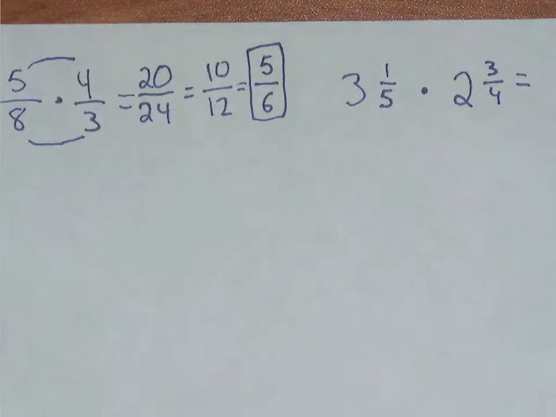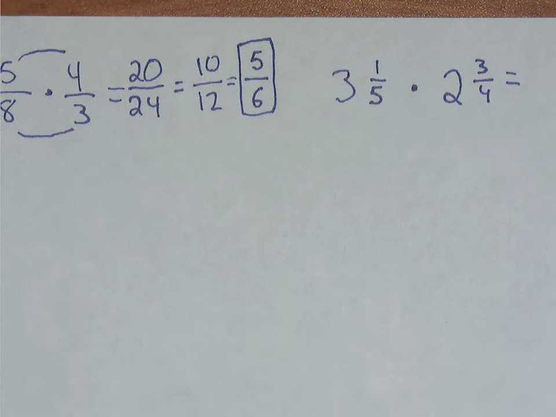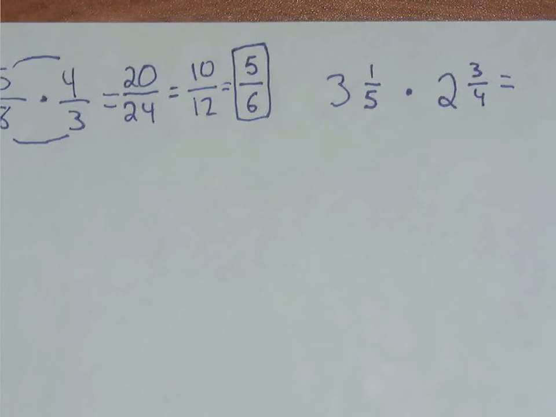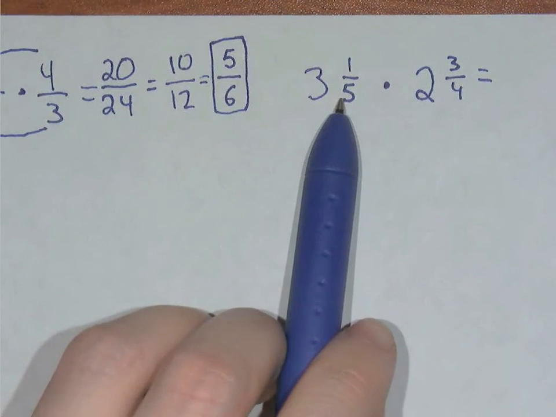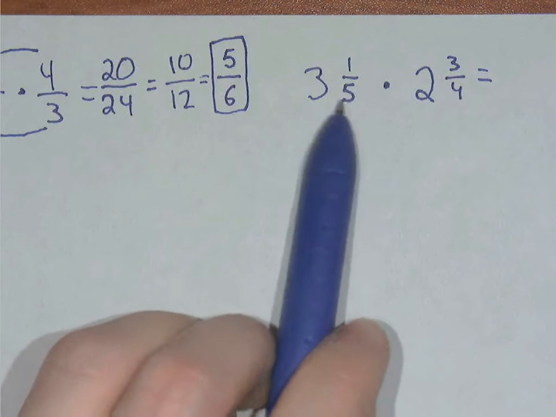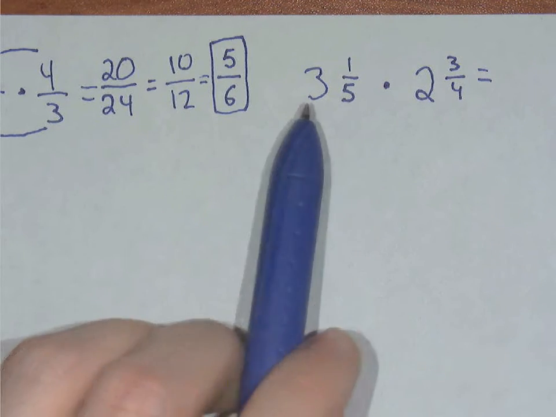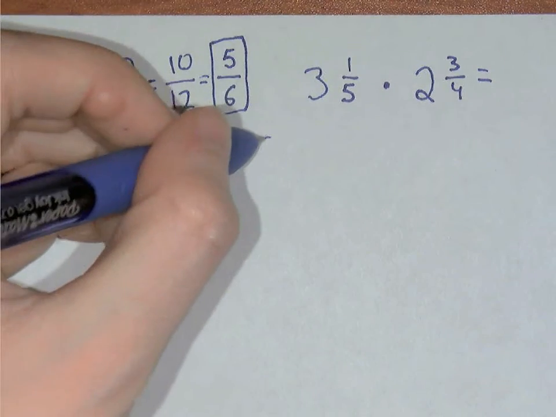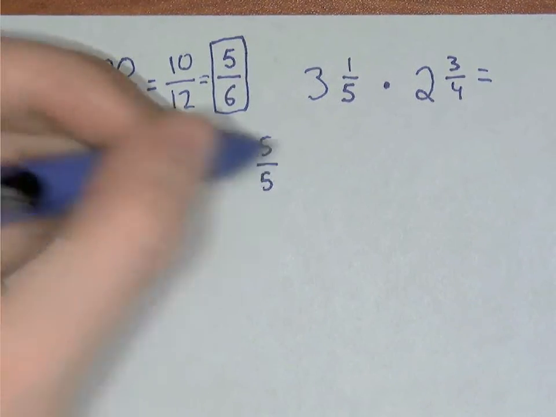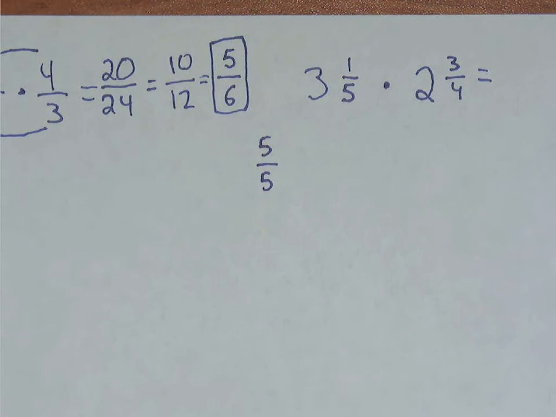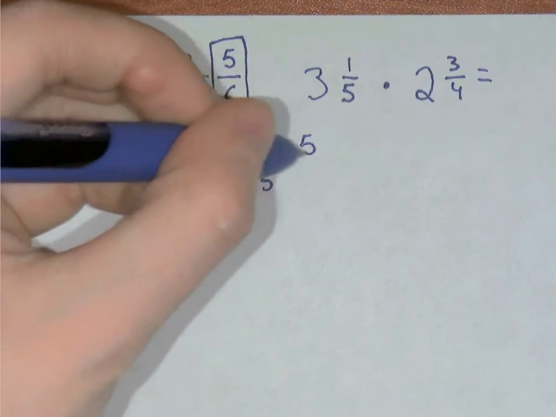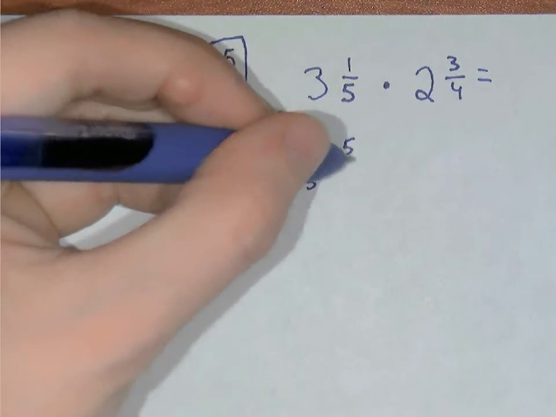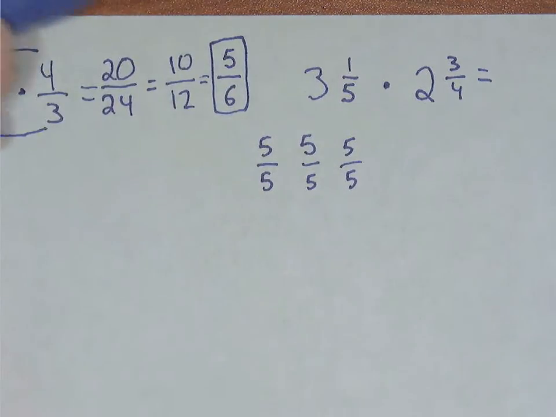Sometimes you might need to multiply a mixed number by a mixed number. And the best way to do that is to turn both of our mixed numbers into improper fractions. So here we've got 3 and 1/5. To do this, I first look at what kind of fraction I have. Here I've got fifths. So I'm going to think, how many fifths are in 3? Well, I know that there are 5 fifths in 1. And in order to think of the number of fifths in 3, I'm just going to write 3 ones. 5 fifths, 5 fifths, 5 fifths gives me 15 fifths altogether.